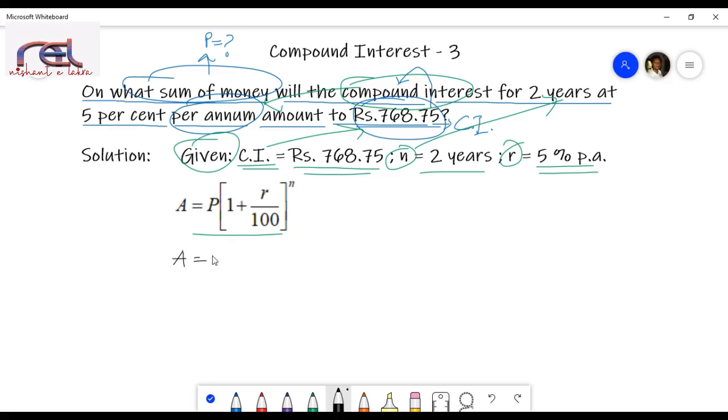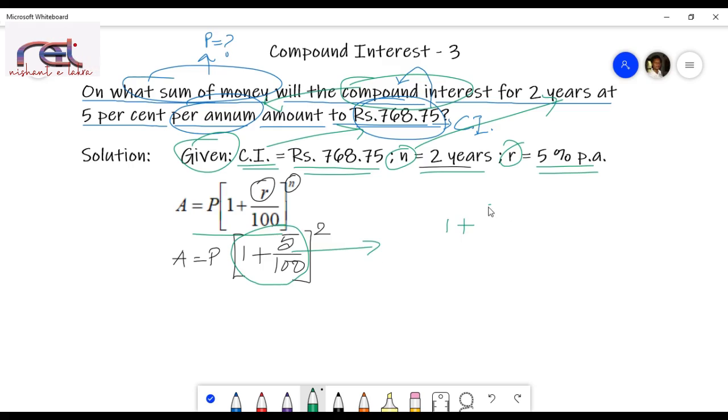Now let us replace the values in the formula. 1 plus R. R is how much? R is 5. So 1 plus 5 by 100. And what's the value of n? Time, years, that is 2. So to the power 2. Let me explain how we can solve this 1 plus 5 by 100. By now many of you know how to do this.